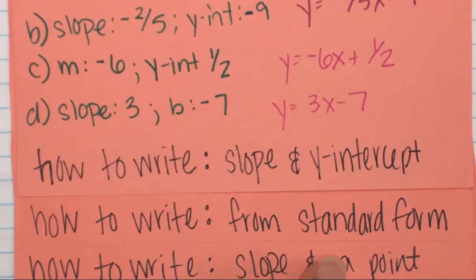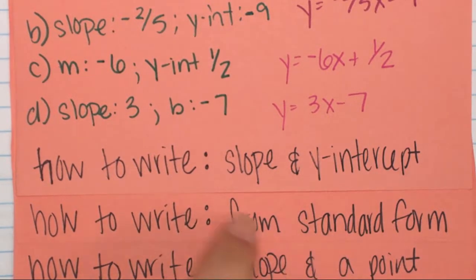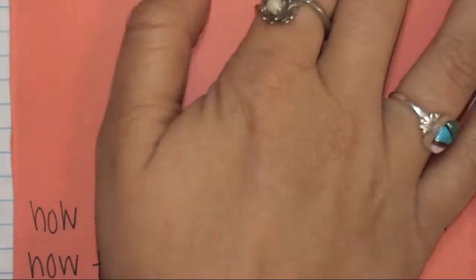Now we know how to write it if I give you the slope and y-intercept. Now we're going to write it from standard form, and then we're going to talk about the other ways that we can write it.